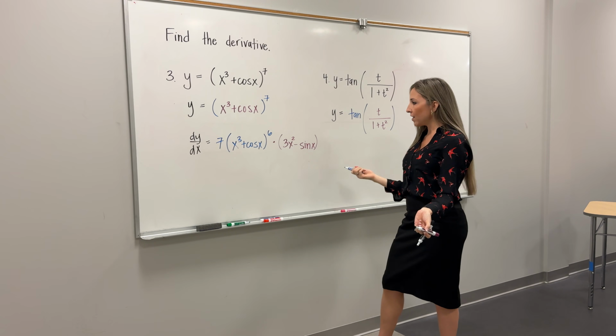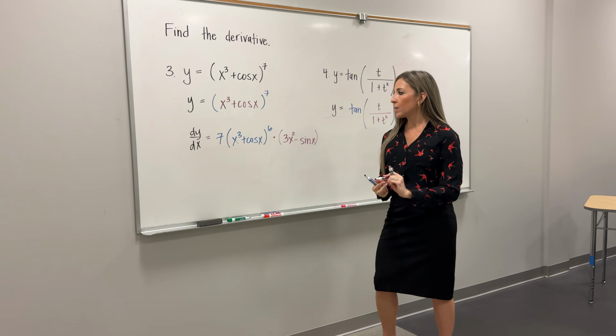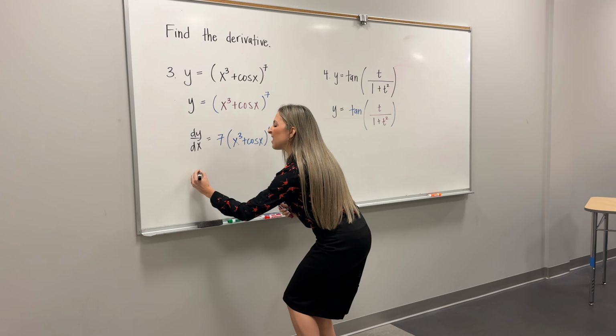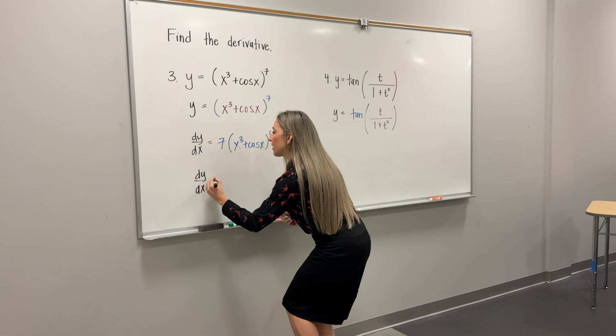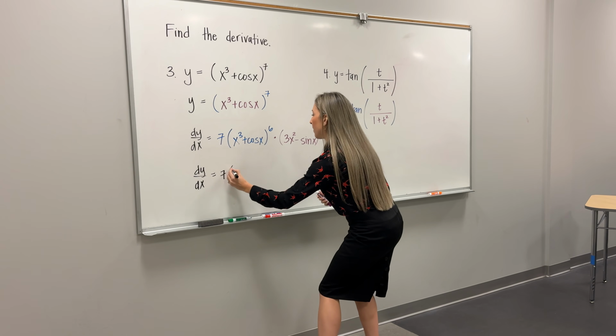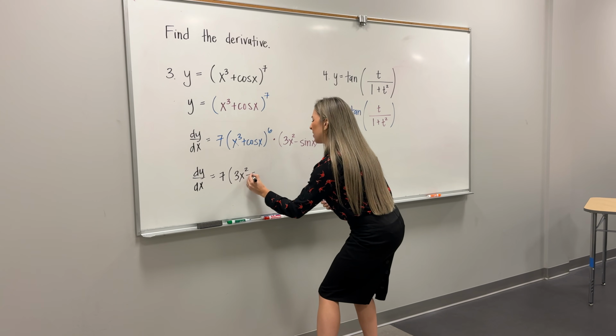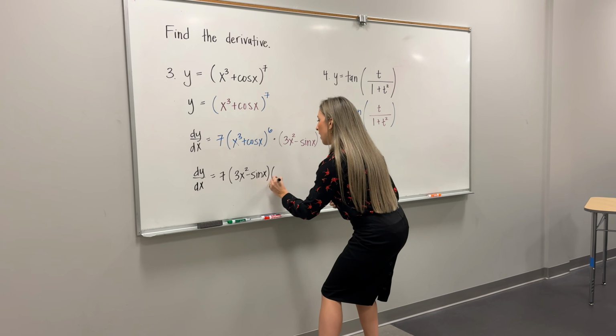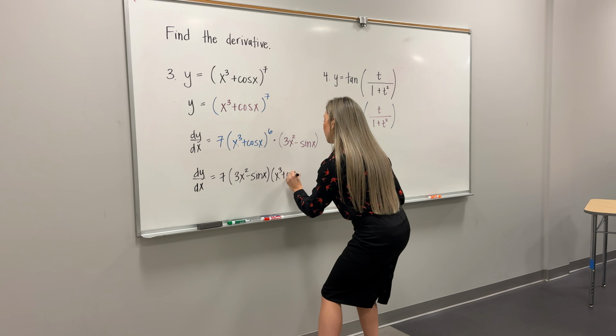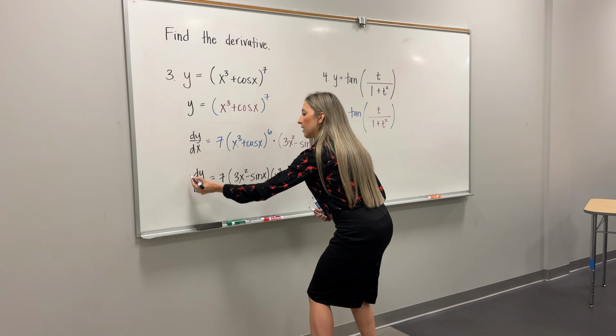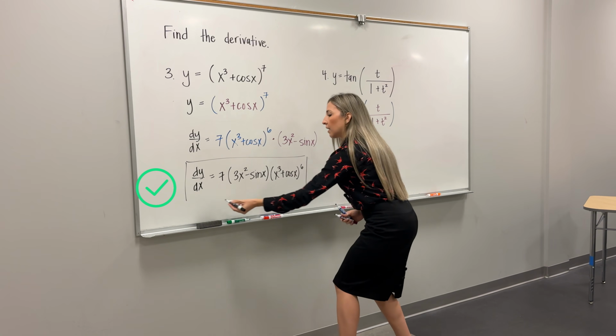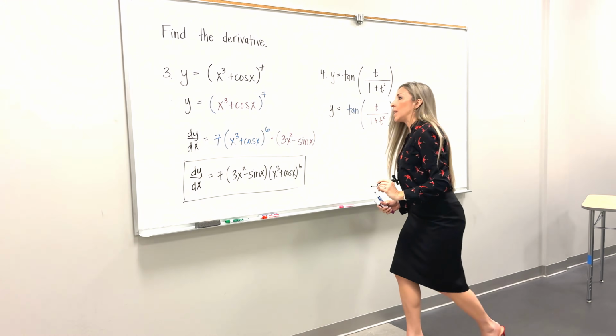And then for final answer, I would put this term in between the 7 and the next one, just because it doesn't have the highest exponent on it, so it looks the best. 7 times 3x squared, but don't multiply it out. No, no, no. And then x cubed plus cosine x to the 6th. Okay? Kind of gross little answer, but it's correct, so we love it.